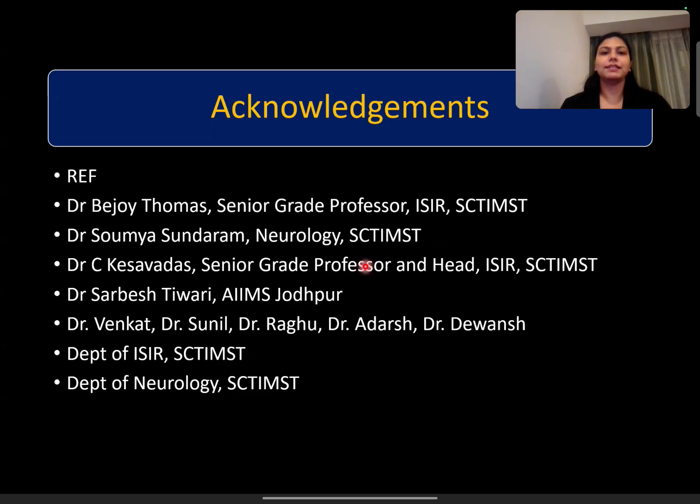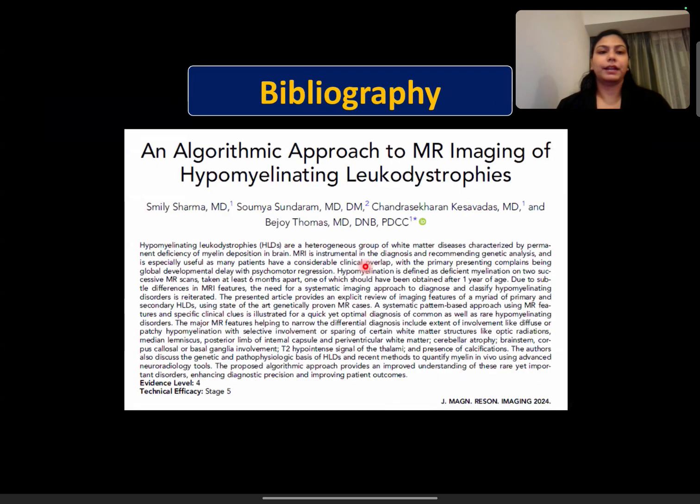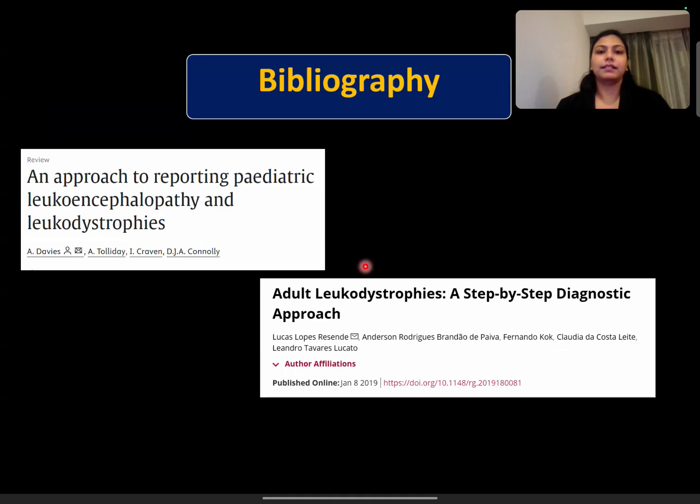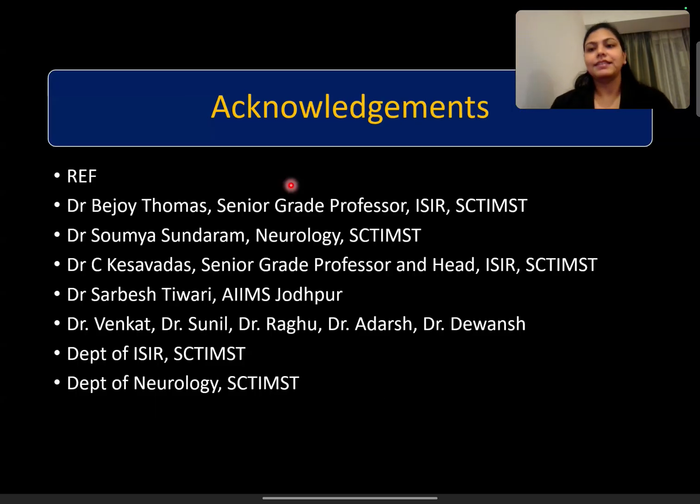So the references, this is one of our articles. Then this was the adult leukodystrophies from Radiographics. And this is another very important article, Solving the Hypomyelination Conundrum. So this is again a very prominent article, and you can read this article as well. So these are the references, and thank you very much for your very nice participation.